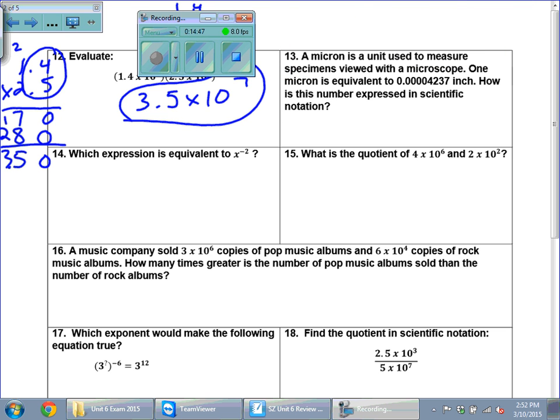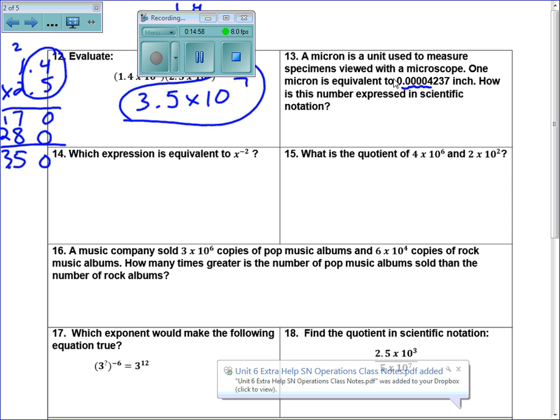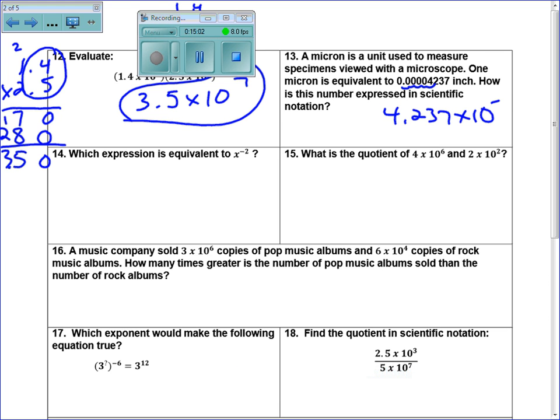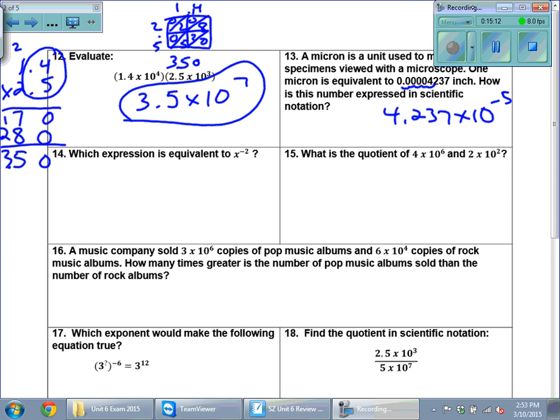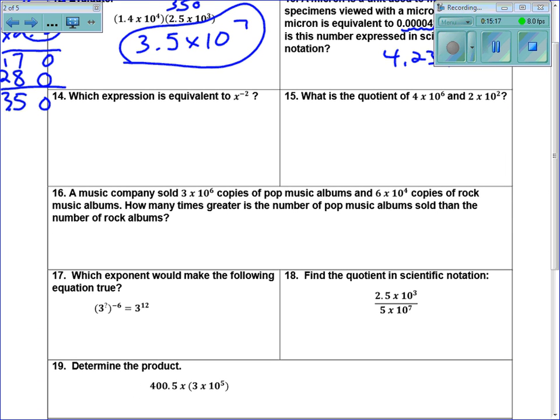Number 13. A micron is a unit used to measure specimens viewed in a microscope, blah, blah, blah. Write this number in scientific notation. Count how many times you have to move the decimal to the right. 1, 2, 3, 4, 5. 4.237 times 10 to the negative fifth. When you have a really small decimal, your exponent is going to be negative. When you have a really big number, your exponent is going to be positive. So just be careful with that. If you move to the right, negative. If you move to the left, positive.